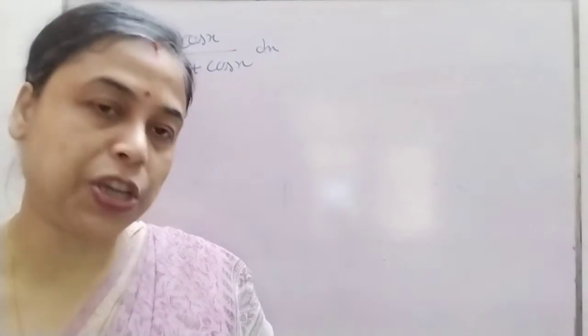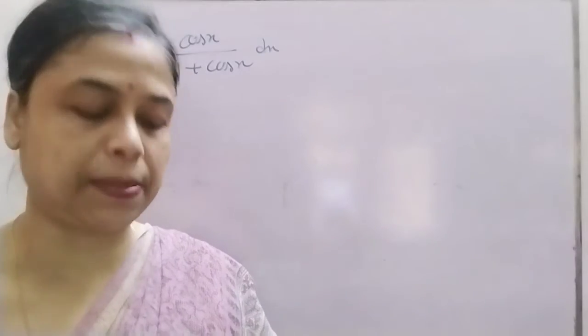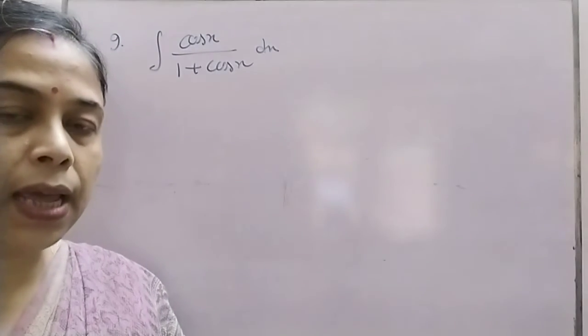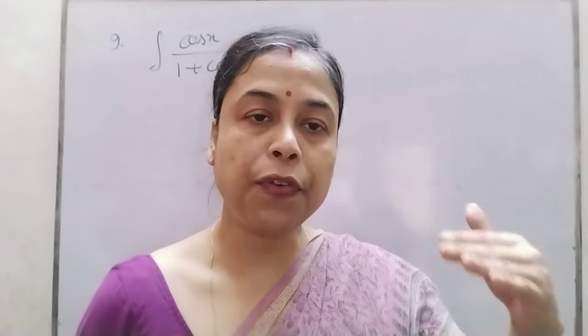So here the question I want to solve without using substitution. Then you know that if we have 1 by 1 plus sin x, 1 by 1 plus cos x, or 1 by 1 minus sin x, then I multiply the denominator by the opposite sign.